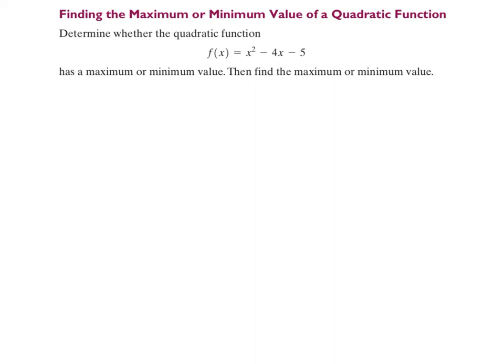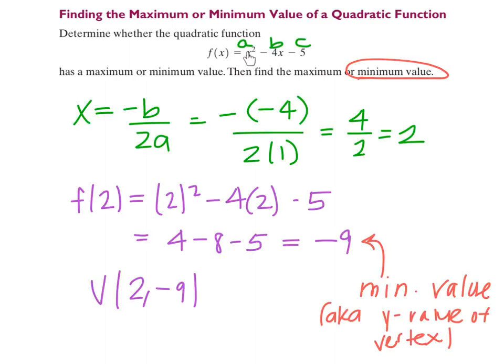Let's find it. So remember, identify a, b, and c. Negative b is going to be -4, positive 4, over 2 times a, which is 2 times 1, over 2. 4 over 2 is 2. So x equals 2 will give you your axis of symmetry and the x value of your vertex. So when I plug in 2, I'm going to find the y value of my vertex, and that gives me -9. So my vertex is (2, -9).